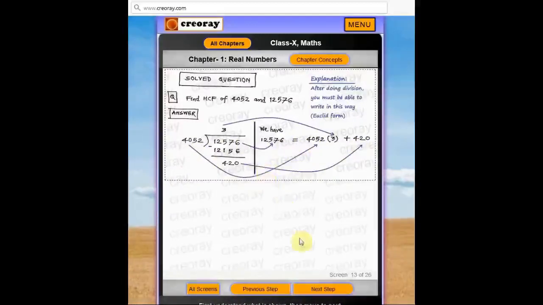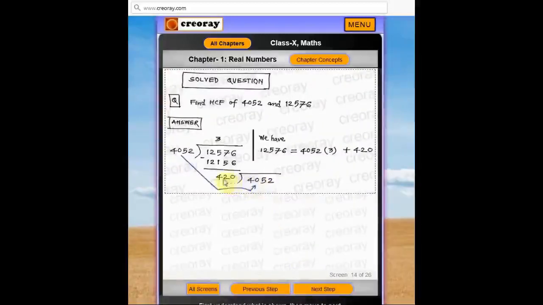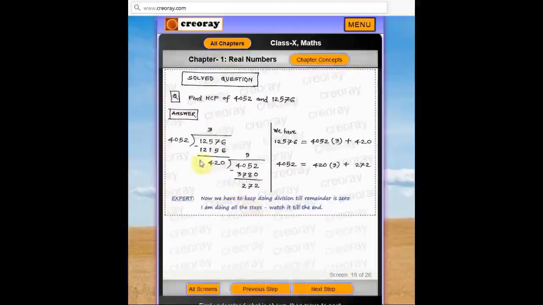And now let's continue the division from the first step. 420 will be the new divisor, and 4052 will come down and become the new dividend. So this is how you continue the division. So 9 times gives you 3780 and leaves a remainder of 272. Write it back in this division lemma form. 4052 equals 420 times 9, this quotient 9 comes all the way here, plus the remainder 272.